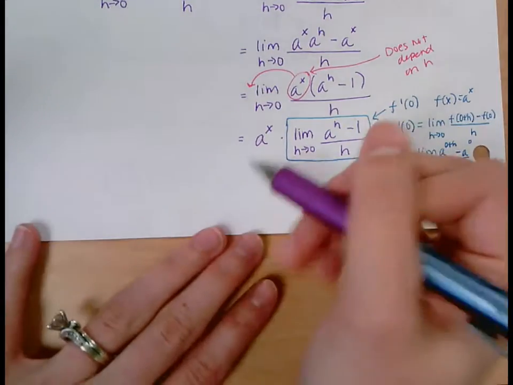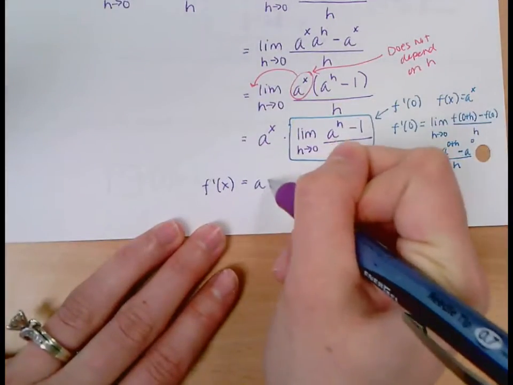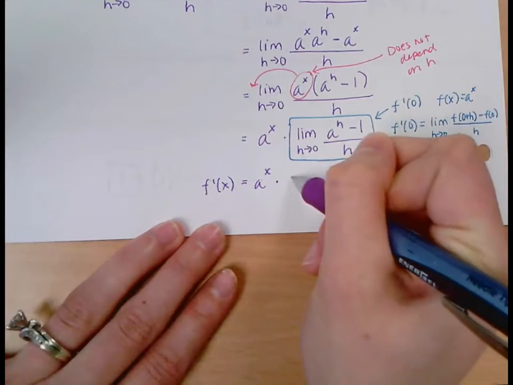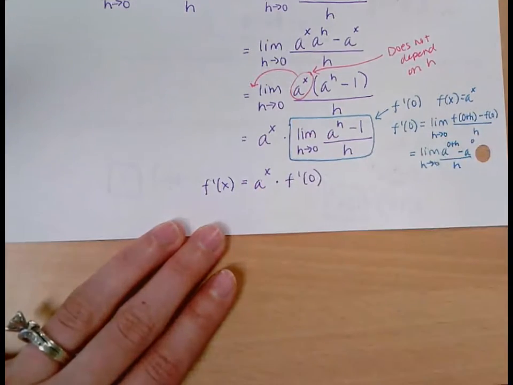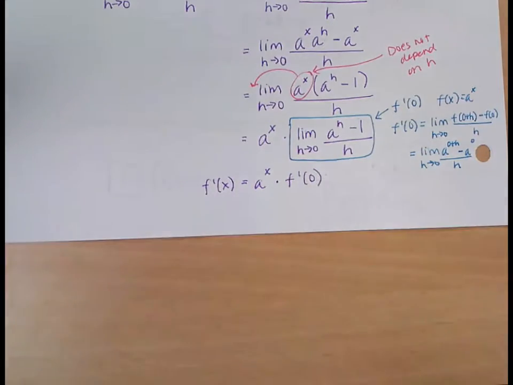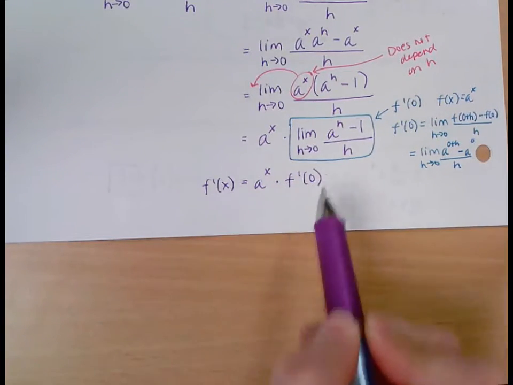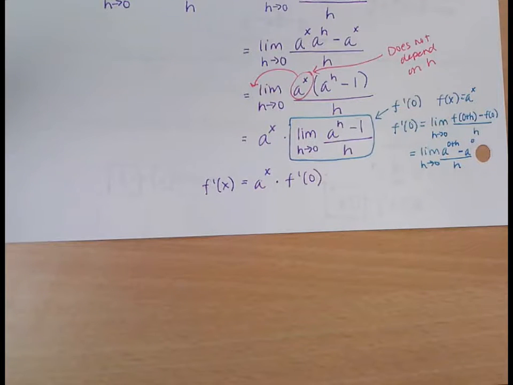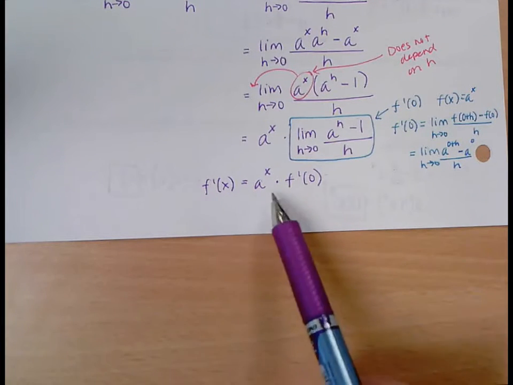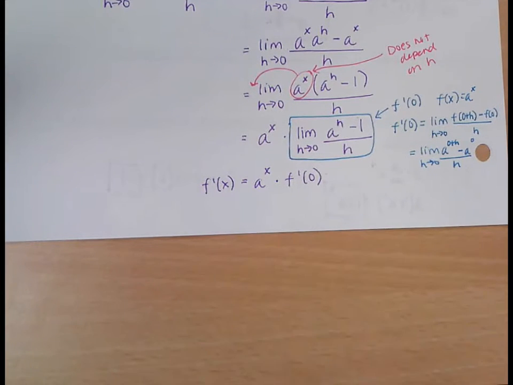So ultimately, this is saying our derivative f prime of x is equal to a to the x multiplied by f prime of 0. And f prime of 0, that is just a number. That's a constant. Now, it depends on what a is. That's why we can't continue. But this is a formula in general. For any function in the form a to the x, the derivative is equal to the function itself multiplied by its derivative at 0.